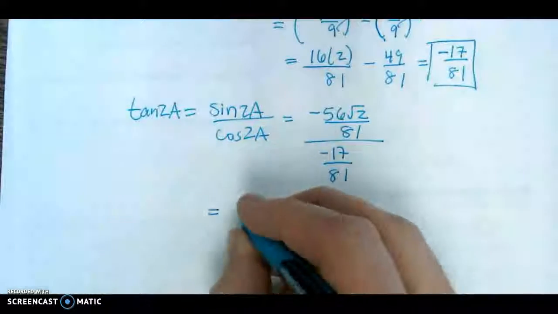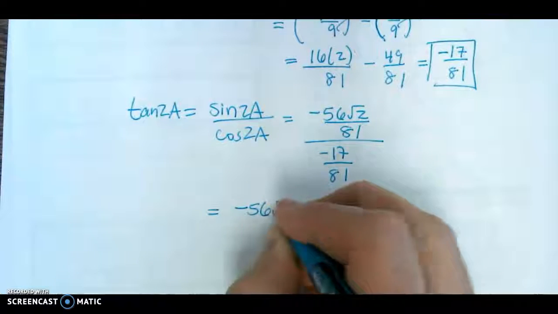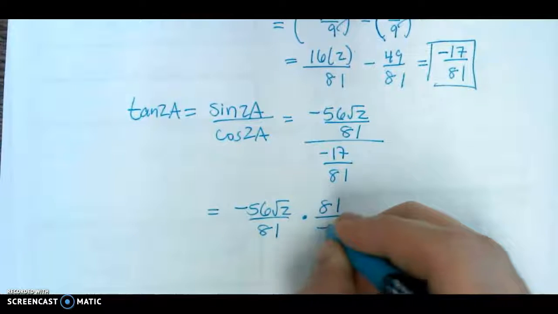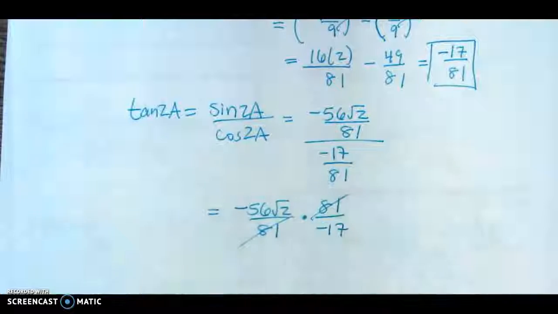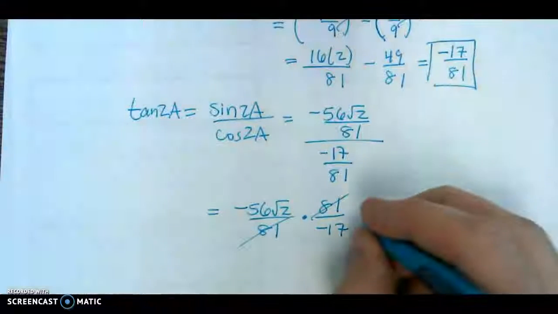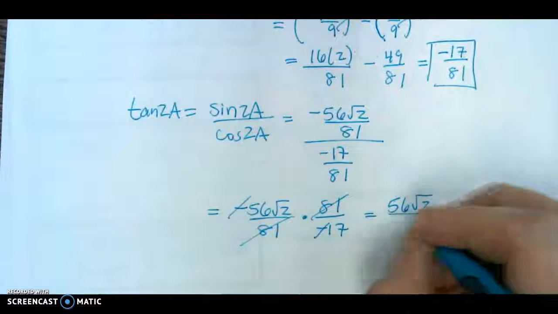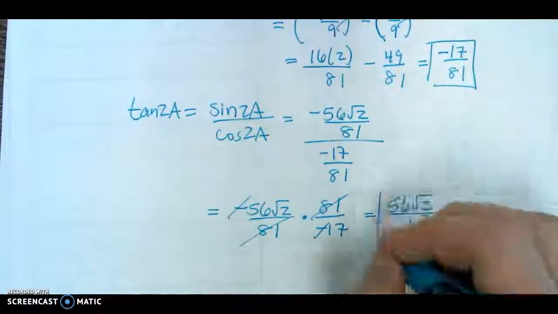And now we have a fraction divided by a fraction, and you would multiply by the reciprocal. So I'm leaving the top fraction alone, and I'm going to flip the bottom fraction upside down. And the 81s cancel, and the negatives cancel. So it's 56 radical 2 over 17, and that is the tangent.